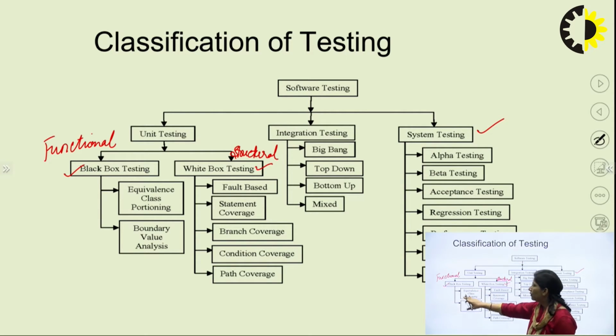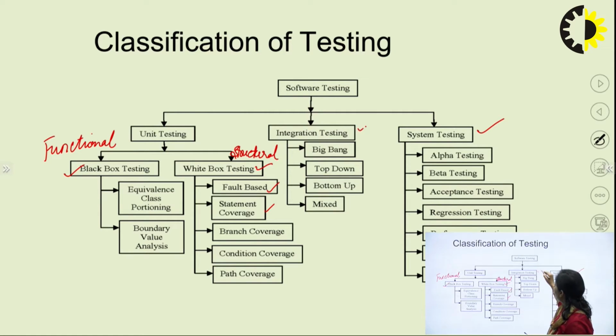In black box testing, we generally use two approaches: equivalence class partitioning or boundary value analysis. In white box testing, there are several other ways, like fault based testing, statement coverage, branch coverage, condition coverage, or checking whether all the paths have been covered or not.